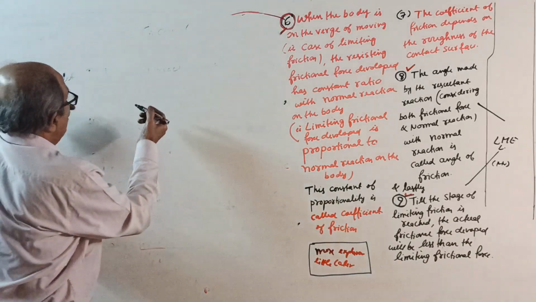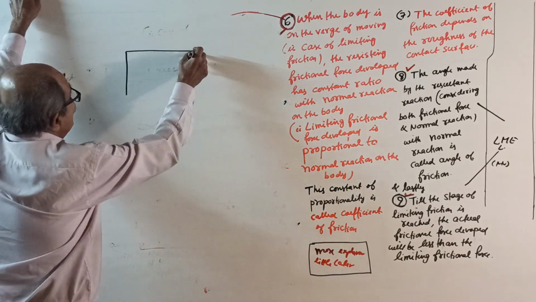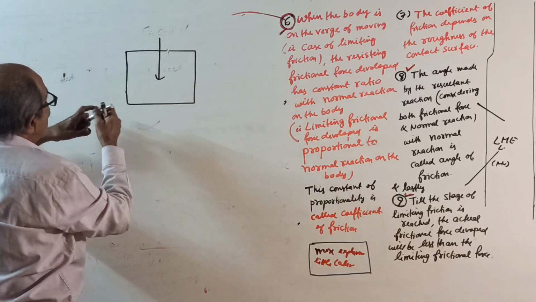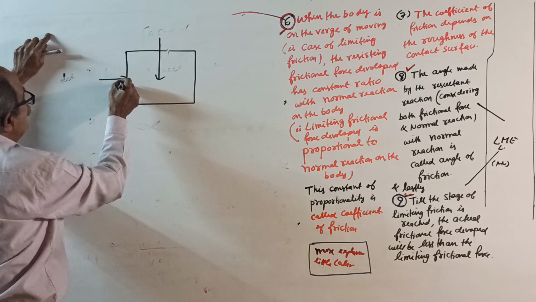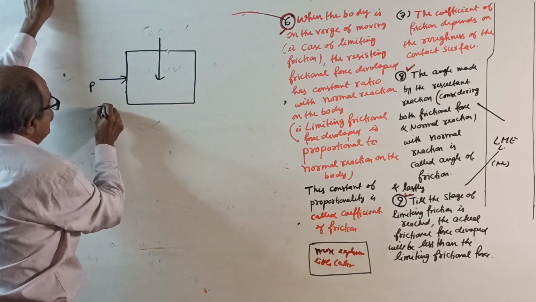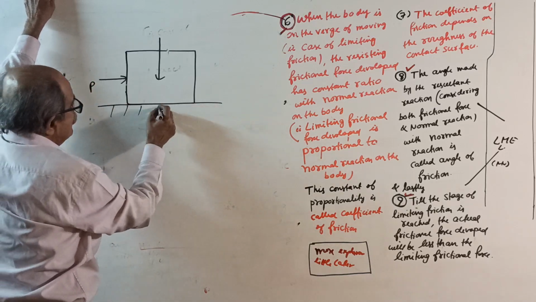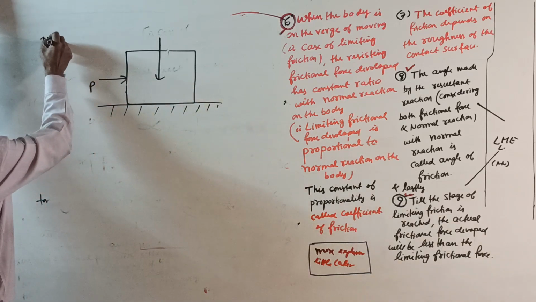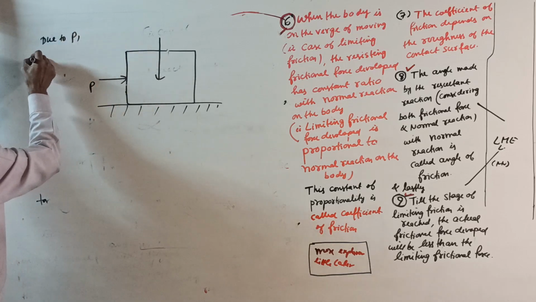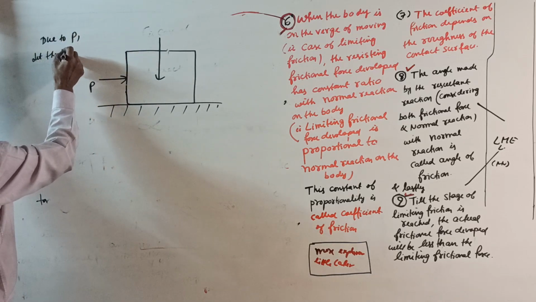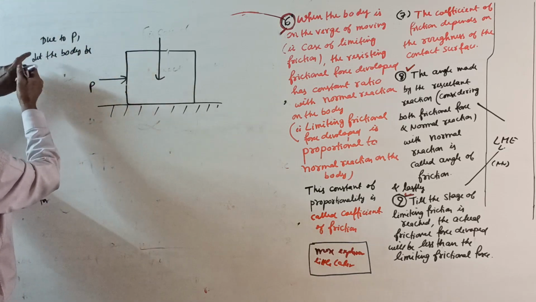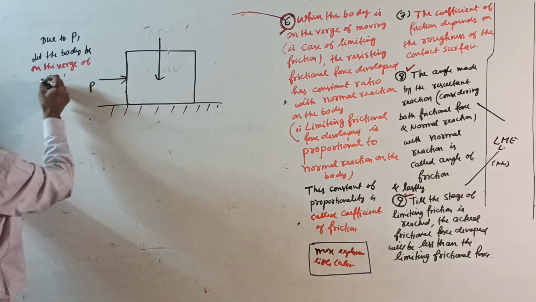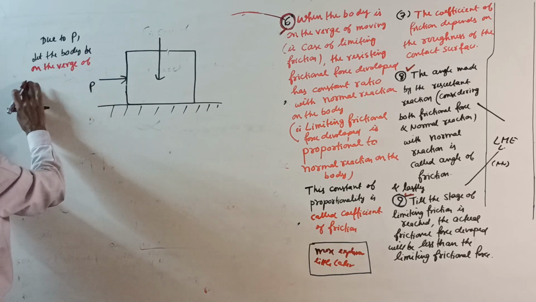See, imagine a body here, and the body weight is acting here. Imagine you are applying a force like this, in simple language, a force to move it. Then this is the contact surface, and this is due to P. Let the body be on the verge of moving. On the verge of moving, very important.